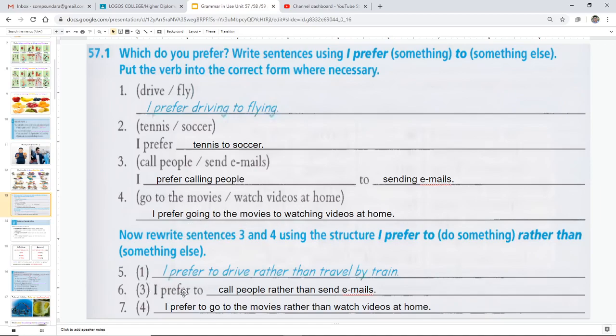Number 6, I prefer to call people rather than send emails. Remember, with "rather than," you have to just use the base form of the verb. Number 7, I prefer to go to the movies rather than watch videos at home. I think some students didn't understand that they had to use number 3 from up here and number 4 from up here. And then they just came out with their own ideas, which is fine. That's fine.